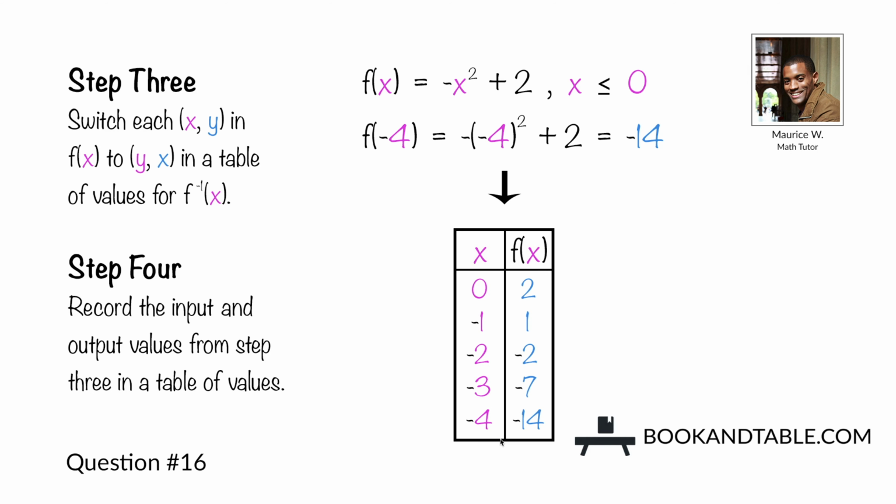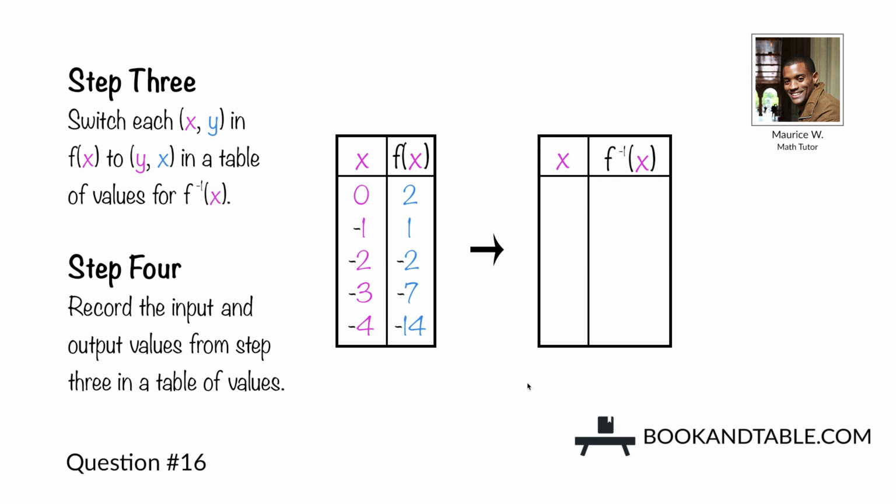And now with this table of values, we can create a table of values for the inverse function by switching each x, y. So (0, 2) becomes (2, 0). (-1, 1) becomes (1, -1). (-2, -2) remains (-2, -2). (-3, -7) becomes (-7, -3). And (-4, -14) becomes (-14, -4).